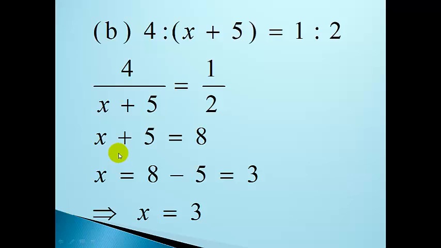Now we are solving for x. So let's group the constants on the right hand side. Plus 5 on the left hand side becomes minus 5 on the right hand side. And so we have x is equal to 8 minus 5, and this is equal to 3. This implies that the value of x is equal to 3.